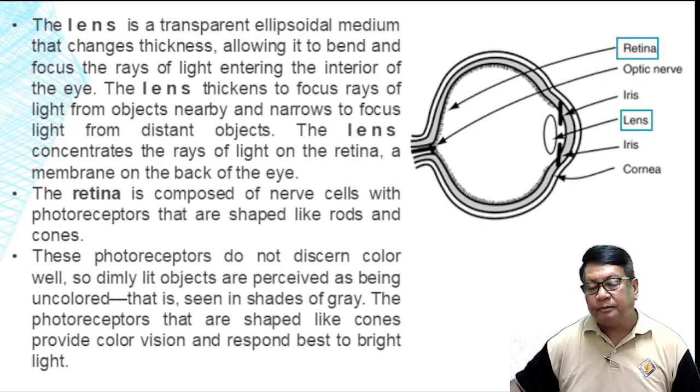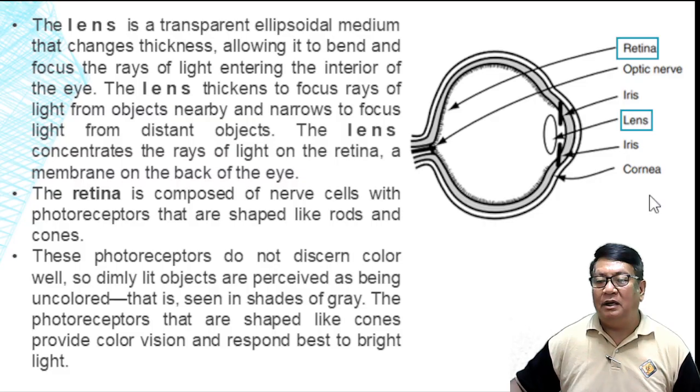Okay, so we have this retina. It is composed of nerve cells with photoreceptors that are shaped like rods and cones. These photoreceptors do not discern color well, so dimly lit objects are perceived as being uncolored, that is, seen in shades of gray.